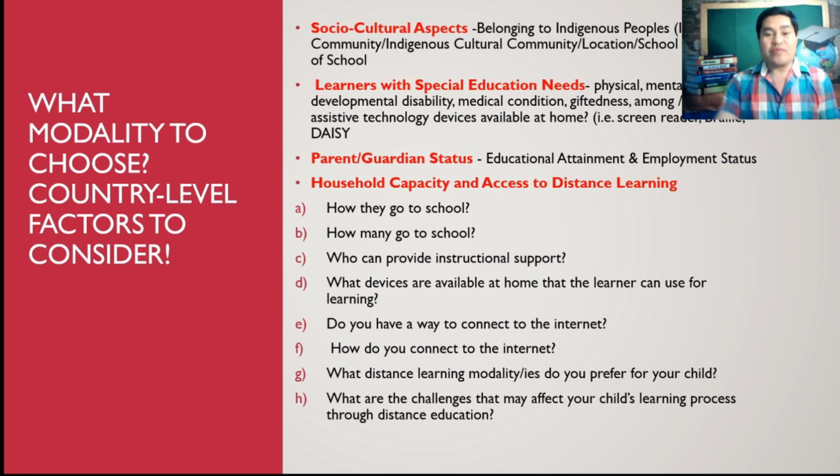Next, also, we have to consider the household capacity and access to distance learning. So we have to consider the following: how do they go to school? Are they walking? Are they commuting? How many children go to school? Are there four or five children? Then who can provide instructional support? Is it either the mother or the father or whoever is in the house?